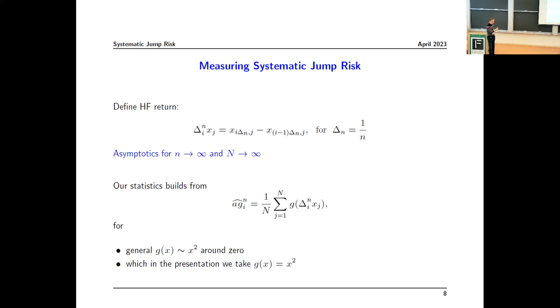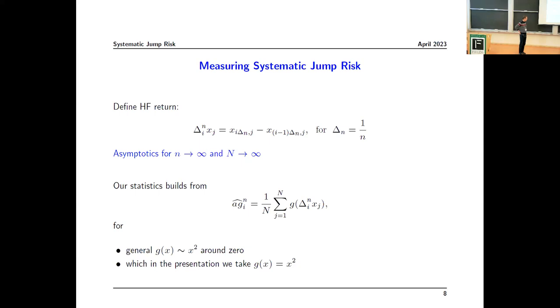And everything we do here will be, well, we are thinking of an asymptotic experiment in which we are sampling more frequently, so N is going to infinity, and that just means that the gap between observations is getting smaller and smaller, and the number of stocks we are looking at is going to infinity. So it's a panel, a high frequency return panel in which both dimensions of the panel are increasing. Okay, so it's that joint asymptotic setting.